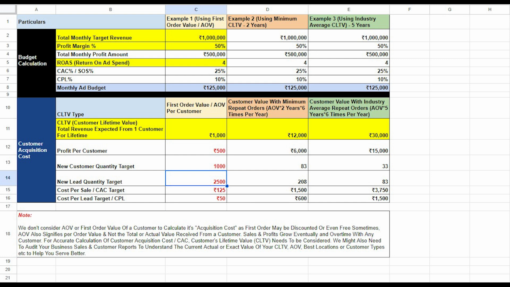So if I consider a 12,000 CLTV example, in that 6,000 is my profit. I need to acquire 83 customers. For those 83 customers, again considering a 40% conversion rate, we have to bring in 208 leads. In this example, your cost per sale comes down to 1,500 and your cost per lead target comes down to 600 rupees, which is still practical but on the lower side.